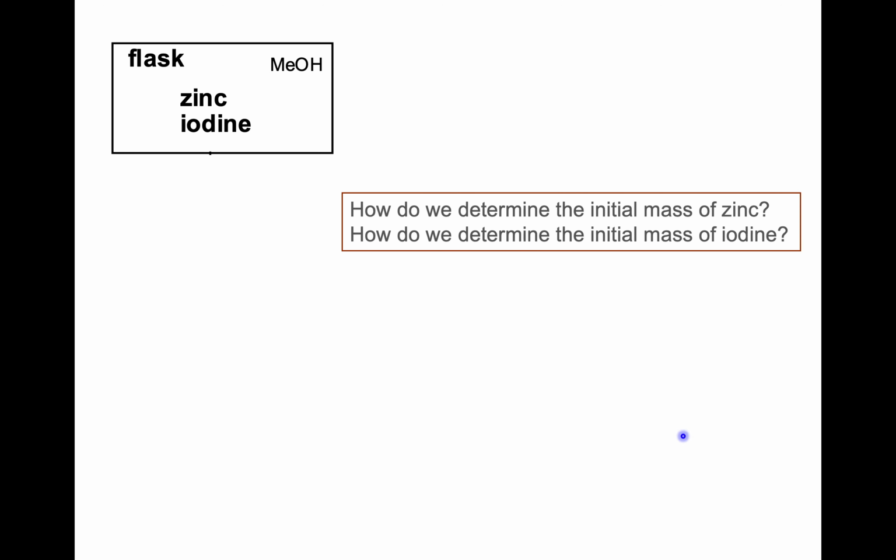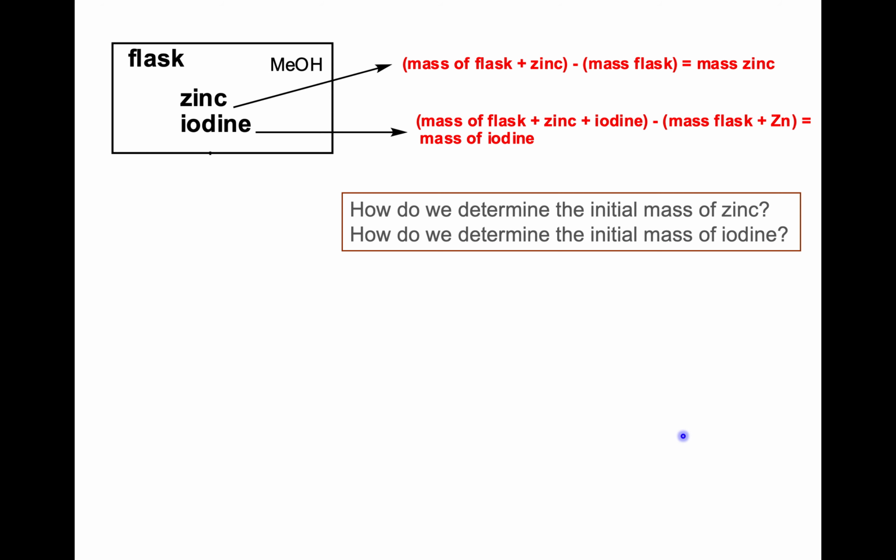The general workflow of this experiment is that you will have in a flask zinc and iodine and methanol. And it's very important that you accurately know the mass of zinc and the mass of iodine in the flask before you start. So because of this, you need to get the mass of your flask known perfectly. The flask you use has to be clean and it has to be dry. We don't want to incorporate any mass of water in the flask, because that will throw off your entire calculations at the end.